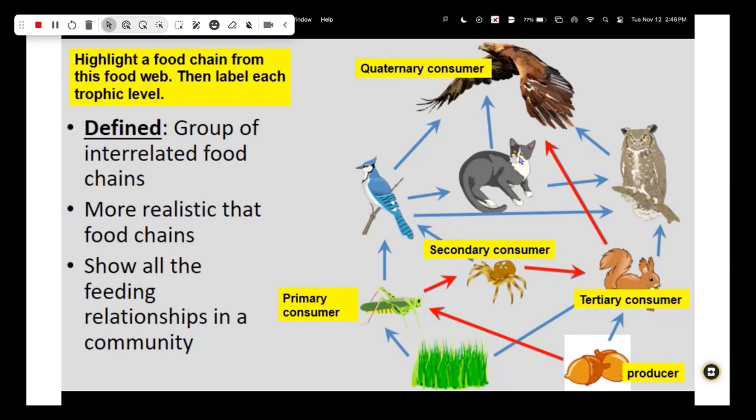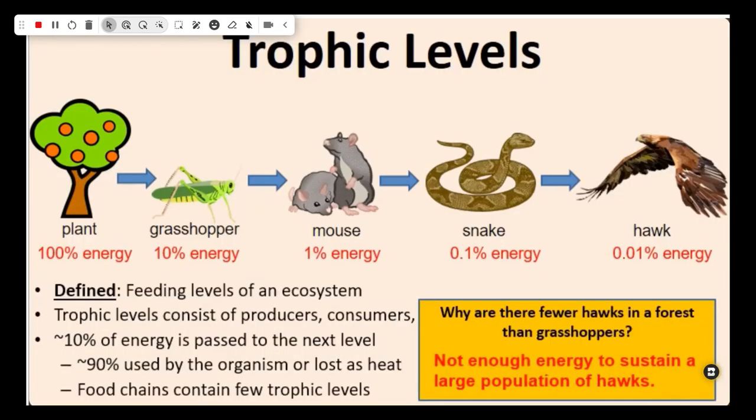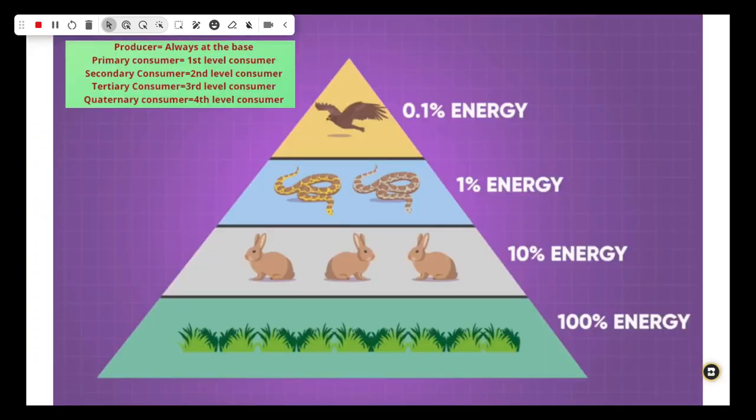Okay. So that was just a quick run through of our food webs versus a food chain, the trophic levels, okay, and what they stand for, and how everything's interconnected, right? And how much energy gets passed along.